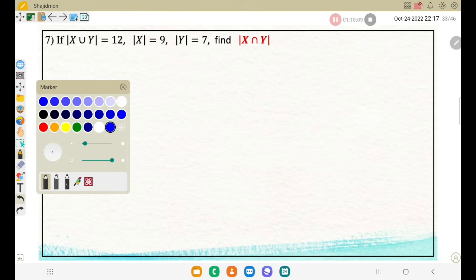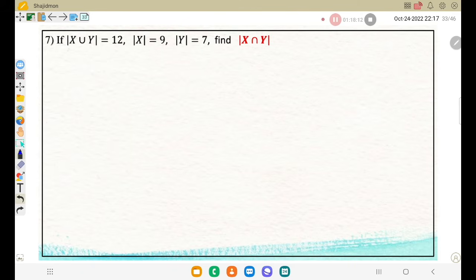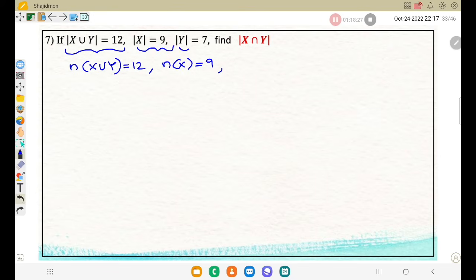This one. Cardinality of X union Y is 12. That means the number of elements of X union Y is 12. Correct? Number of elements of X equals 9. Number of elements of Y equals 7. You can use the absolute symbol or this symbol. What is our question? Number of elements of X intersection Y equals how much?